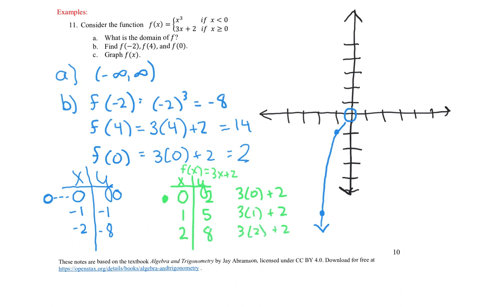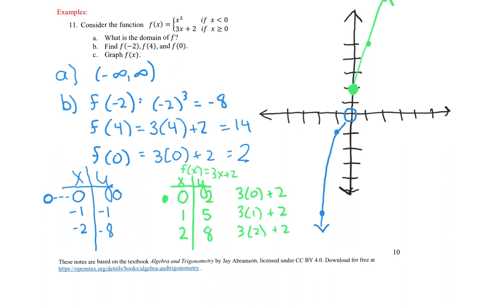I'll go ahead and plot these. At 0, 2, we have a closed circle. At 1, 5, we have another point. And then at 2, 8, probably somewhere up here, we have another point. And this line continues in the positive direction infinitely.